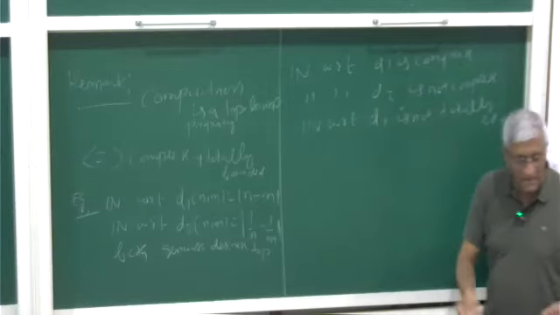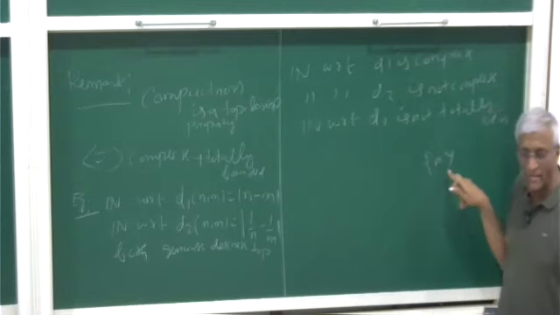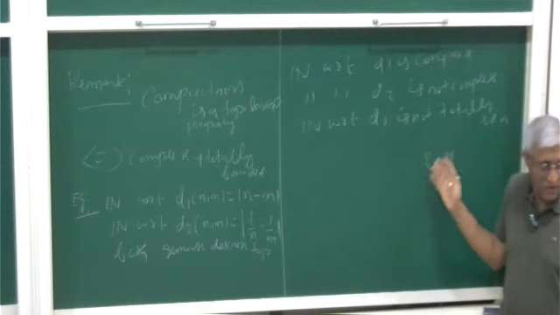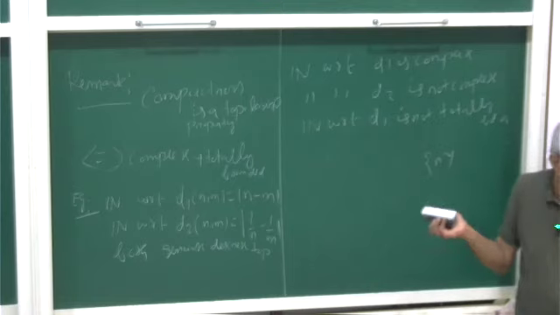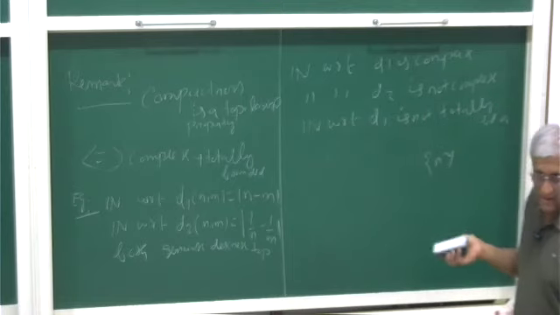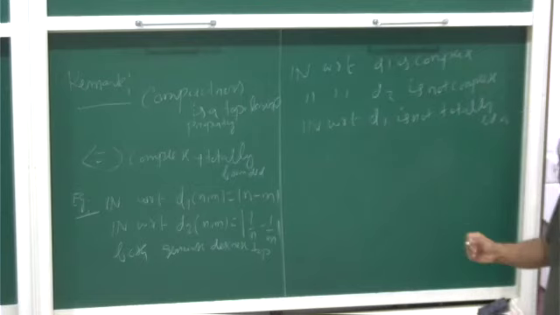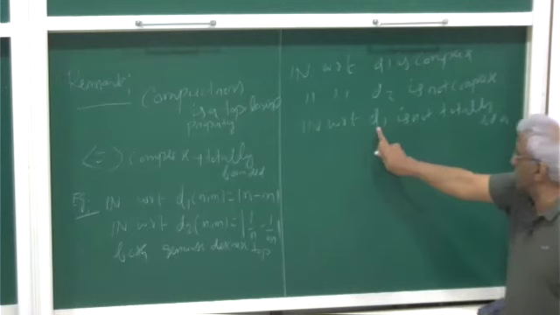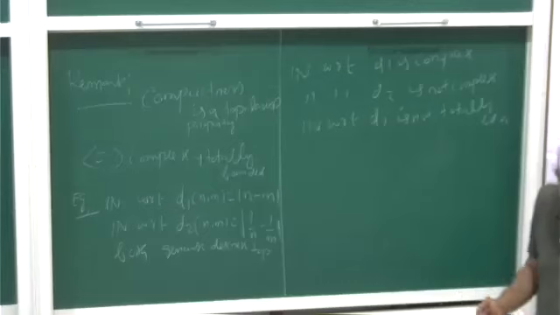Here for d2, there is the sequence n. This sequence is Cauchy because the distance between terms is 1 by n minus 1 by m, which goes to 0. But it doesn't converge. Intuitively, the limit is infinity, which is not in the set. But N with respect to d1 is not totally bounded. This is clear.